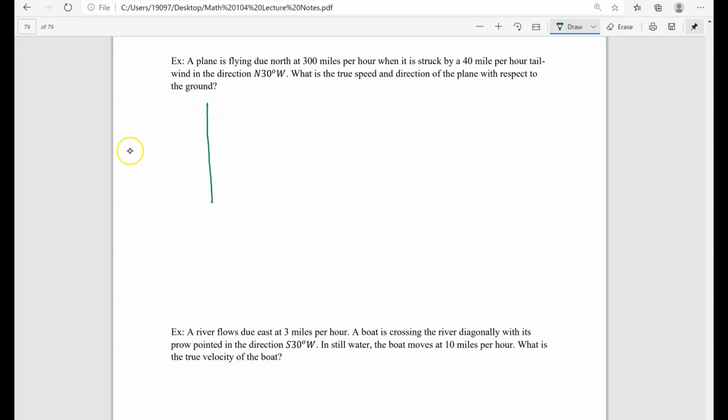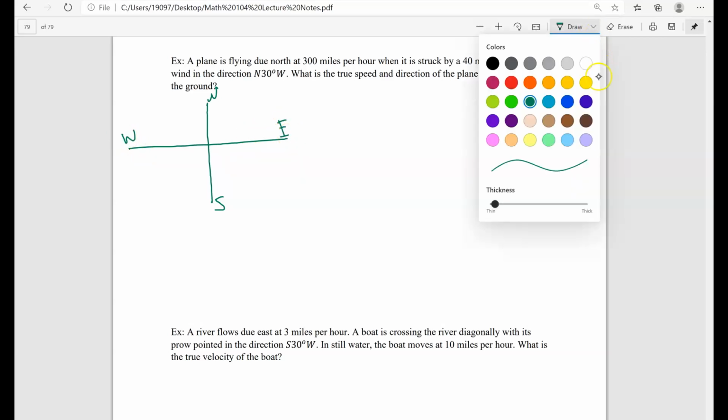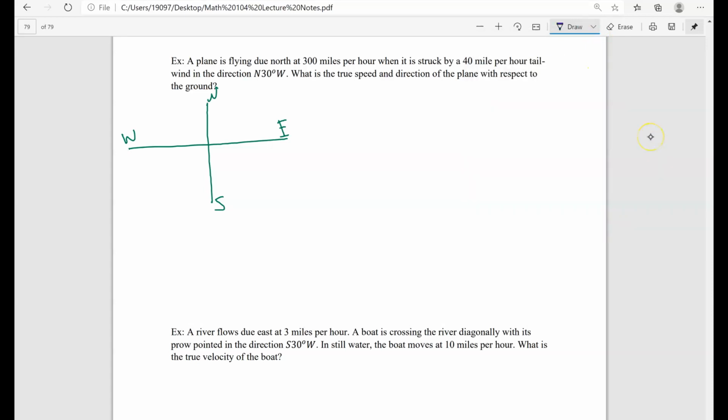Here is my north-south, and then we have our west-east. The first thing is that we have this plane going due north. Let's say this is the origin and it's going upward this way. So here's our plane, and it's flying at 300 miles per hour. So basically this is a unit of magnitude and direction. So this is a vector. Okay, so there's the plane. I'm going to write P for plane.